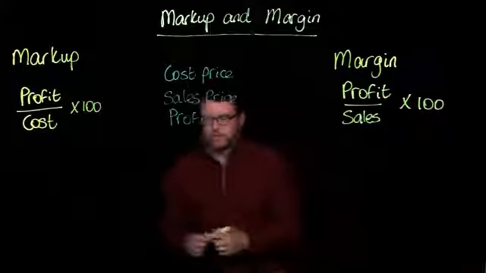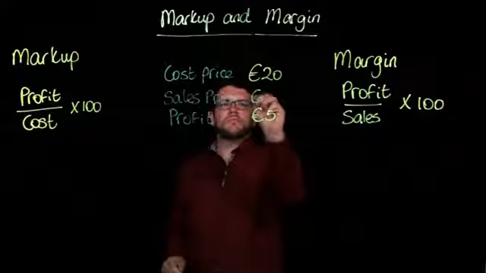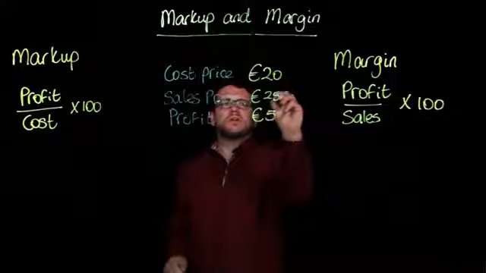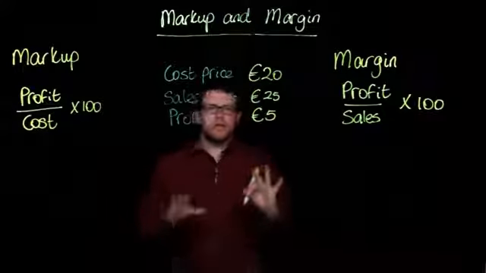Now, if I was to give a simple example, I buy in some piece of cloth or something like that for €20, and I'm going to add on €5 to it. So that's going to be my profit. I'm going to add on €5. So my sales price is going to be €25. Now this is simplistic. It's not talking about VAT or anything like that. We're just keeping it very, very simple.